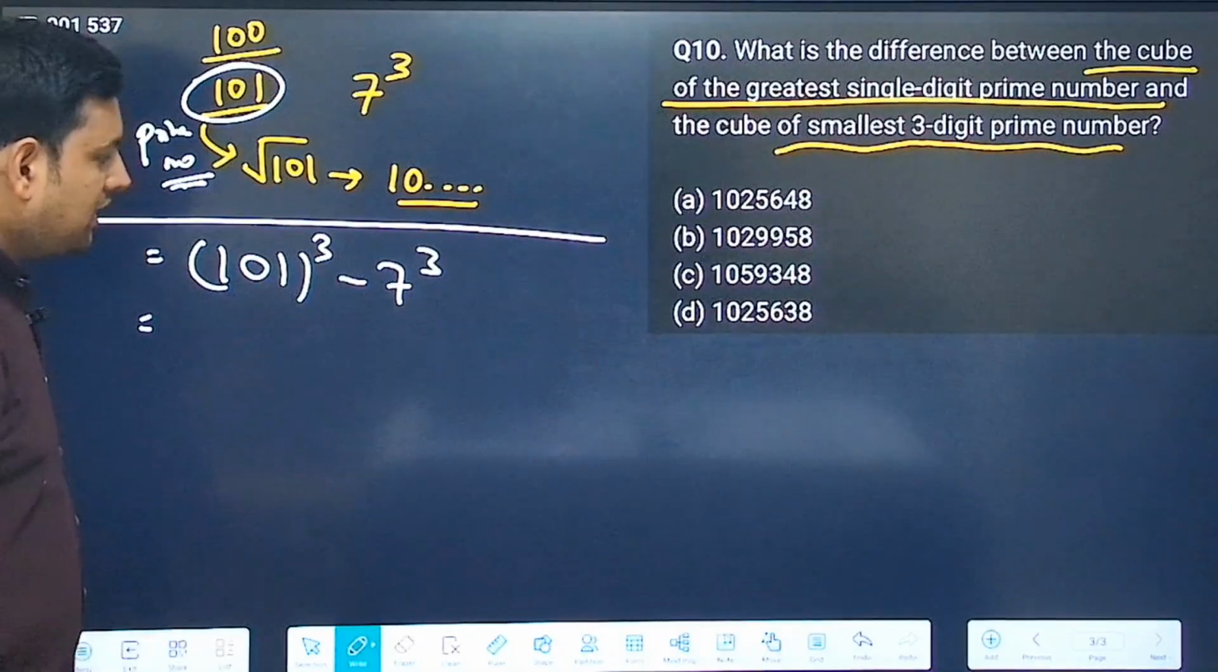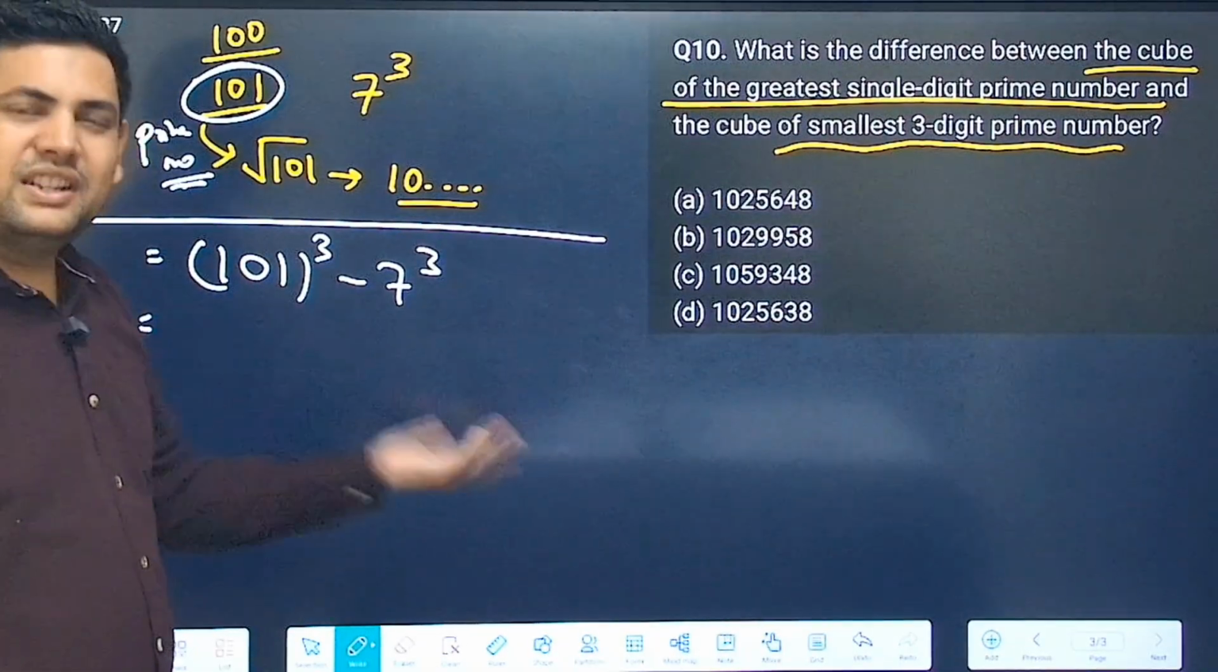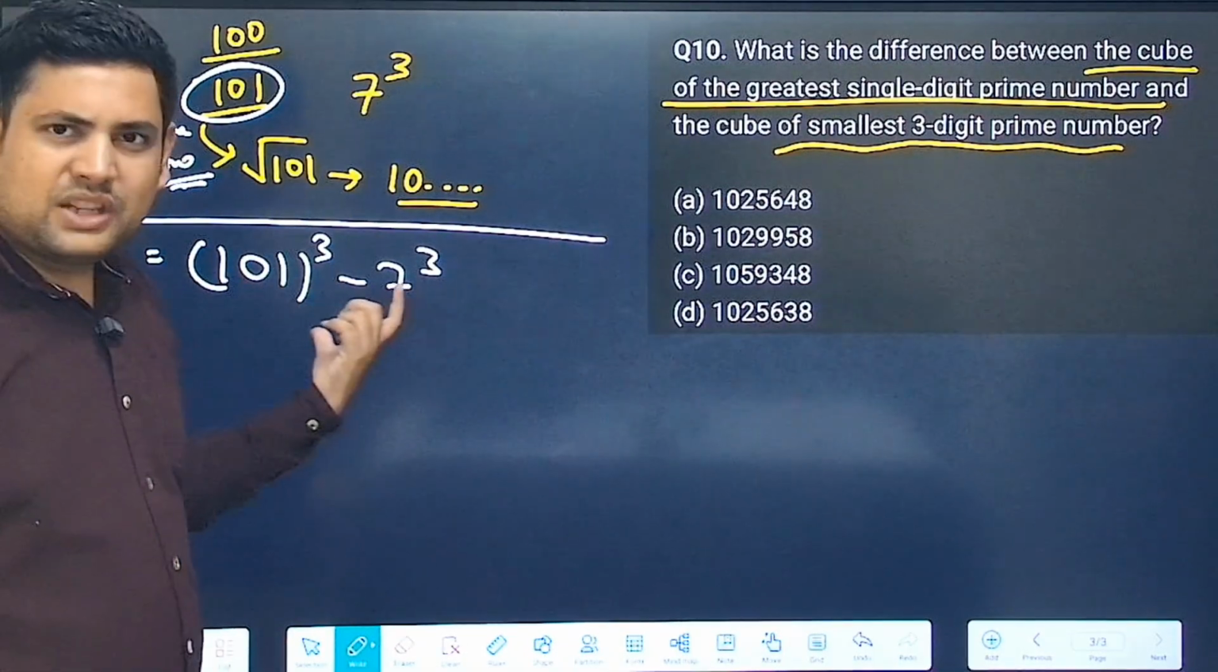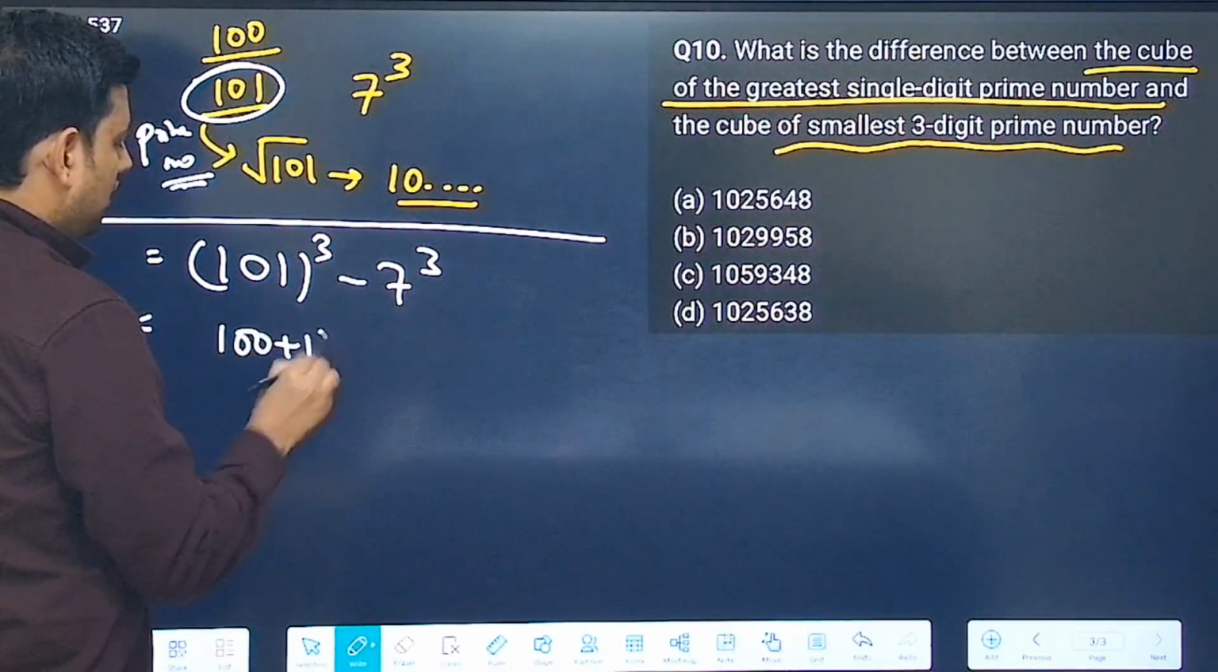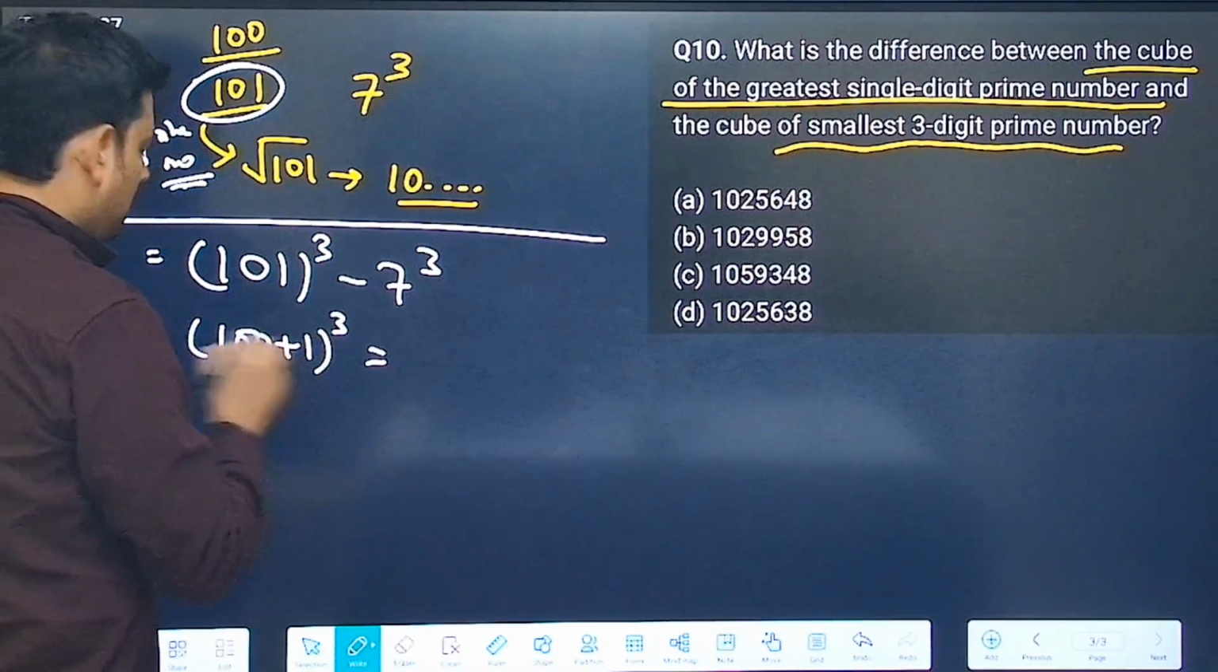Okay, there are many ways. One thing is you can use a cube minus b cube, but that is itself lengthy. 101 cube is actually not that difficult to find. Let me show you how. This is essentially 100 plus 1 whole cube, correct?